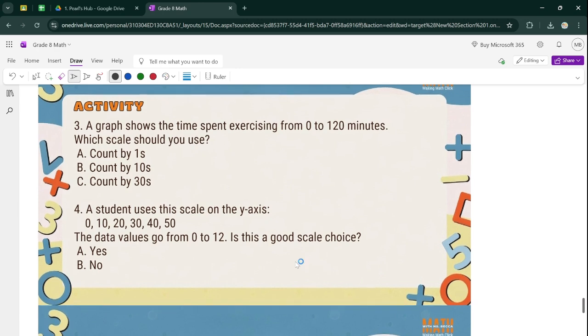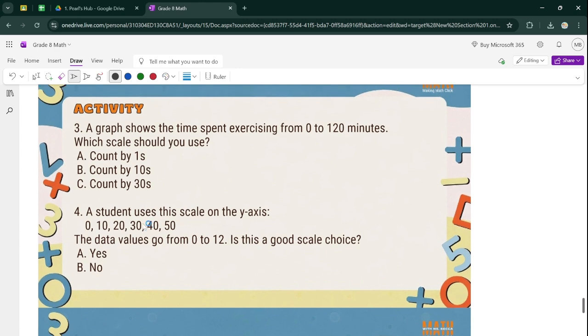And then we have the fourth one, a student uses this scale on the y-axis. The question says, the data values go from 0 to 12. Is this a good scale choice? For this data, we have 0, 10, 20, 30, 40, 50. And then the student chose a data value that goes from 0 to 12. Is this a good scale choice?